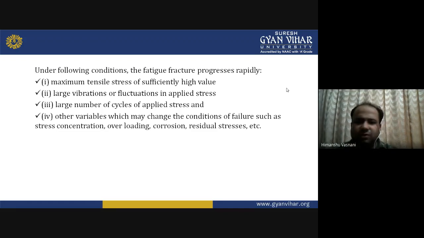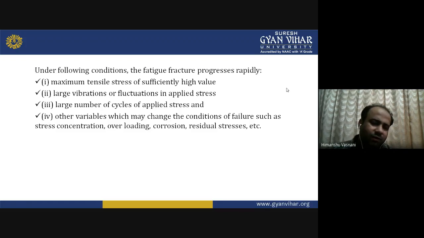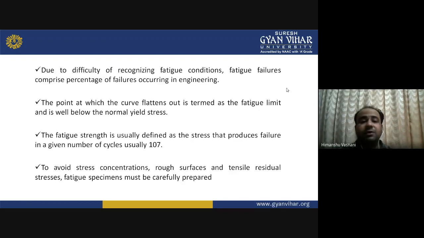Then there are other variables also, like overloading. Every machine has a limit of working, and if you are overloading, then automatically you will understand that it may lead to failure. Corrosion is also unwanted, so it is better to use steps that prevent corrosion. Residual stresses also, so these conditions should be taken care of. Due to the difficulty of recognizing fatigue conditions, fatigue failure comprises a large percentage of failures occurring in engineering.